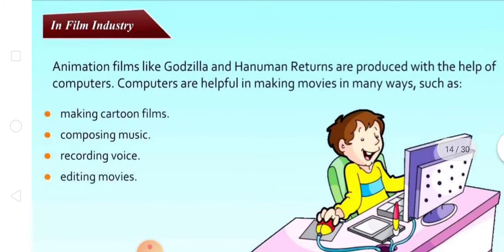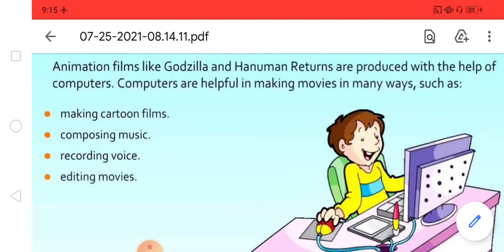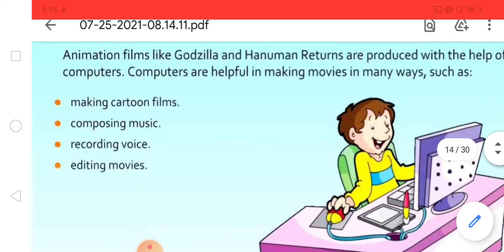Then if you see here the film industry, in the film industry also the computer is used. In the film industry a computer is used to animate films, like many of you have seen, Hanuman Returns, etc., are produced with the help of computers. They are helpful for making movies and cartoons, composing music, recording voices, and editing movies.